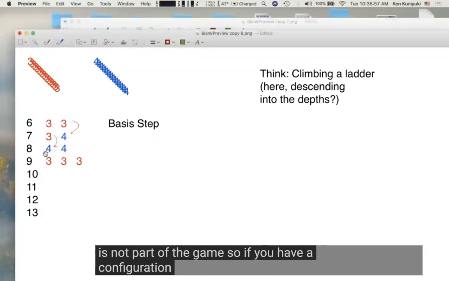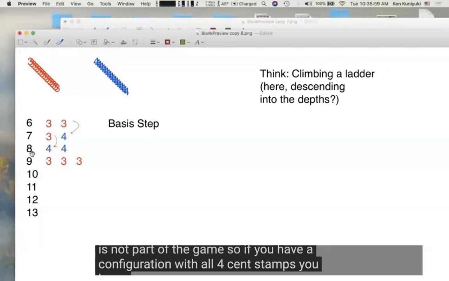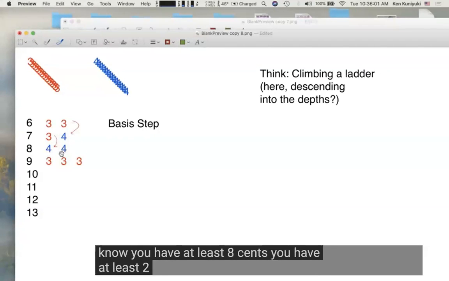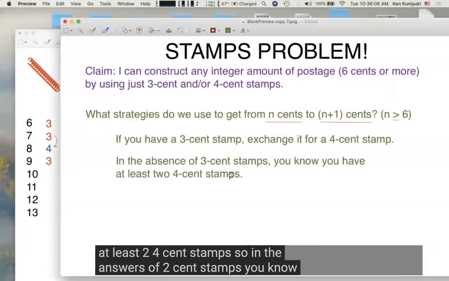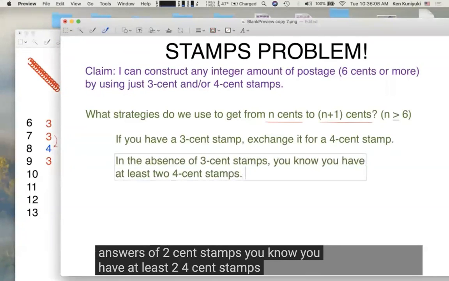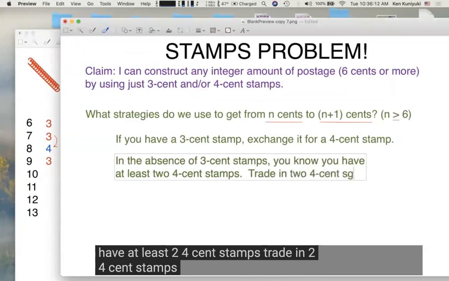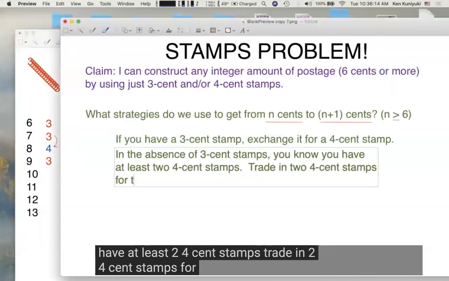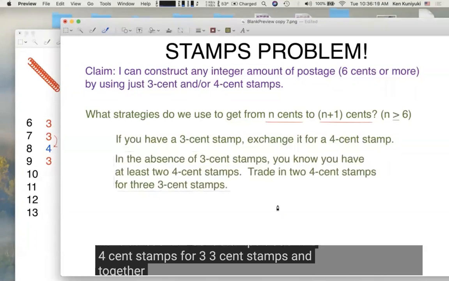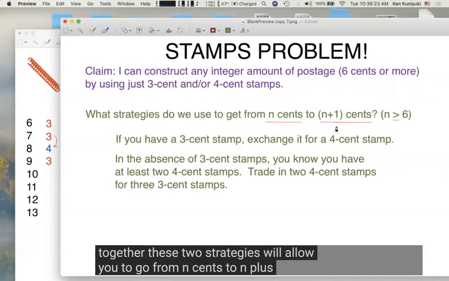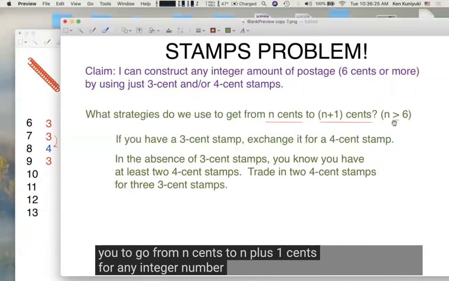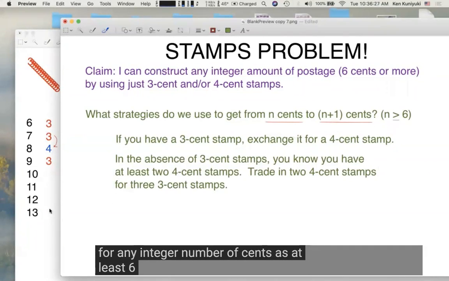So if you have a configuration with all 4-cent stamps, you know you have at least 8 cents. You have at least 2 4-cent stamps. So in the absence of 3-cent stamps, trade in 2 4-cent stamps for 3 3-cent stamps. And together, these two strategies will allow you to go from n cents to n plus 1 cents for any integer number of cents that's at least 6.